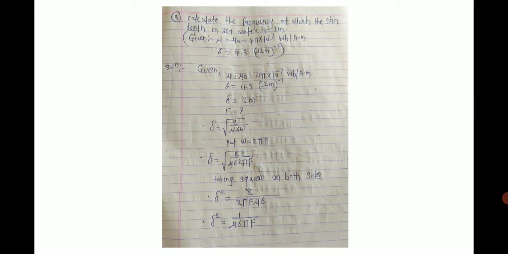Firstly, we write the given quantities: mu is equal to mu naught, 4 pi into 10 to the power minus 7 Weber per ampere meter. Sigma is equal to 4.3 ohm meter raised to minus 1. Skin depth is 1 meter, and we calculate the frequency. Then we use the formula delta is equal to square root of 2 divided by mu sigma omega. Omega is equal to 2 pi f, we put it in, because we calculate the frequency.